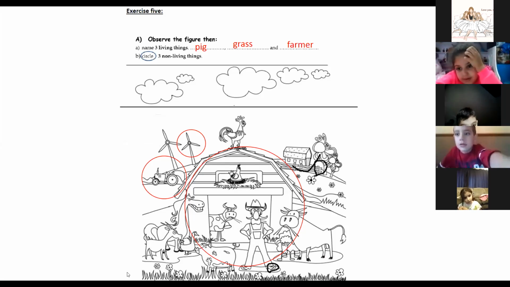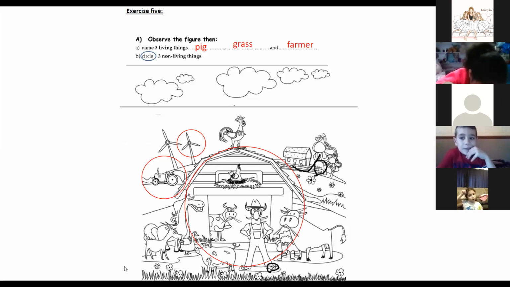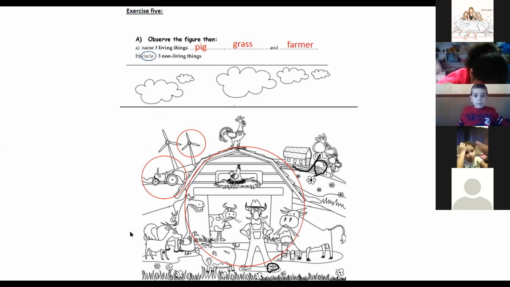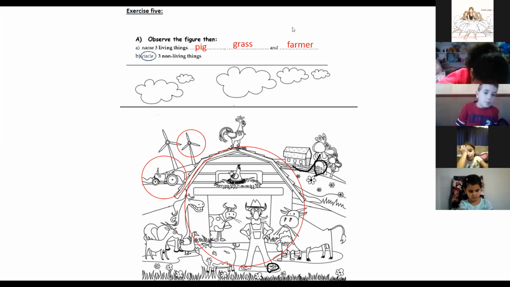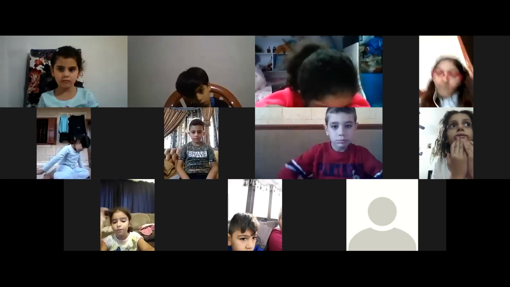Okay, I hope I chose everyone. If not, we all now know the difference between living and non-living things. We know that living things grow. We know that living things move and eat and so on. Okay.